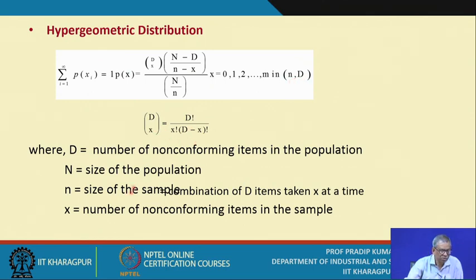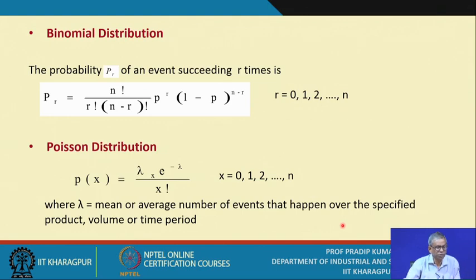So this is the formula you use, where d is the number of non-conforming items in the population, capital N is the size of the population, small n is the size of the sample, dCx is the combination of d items taken x at a time, and x is the number of non-conforming items in the sample. So this is the hypergeometric distribution.